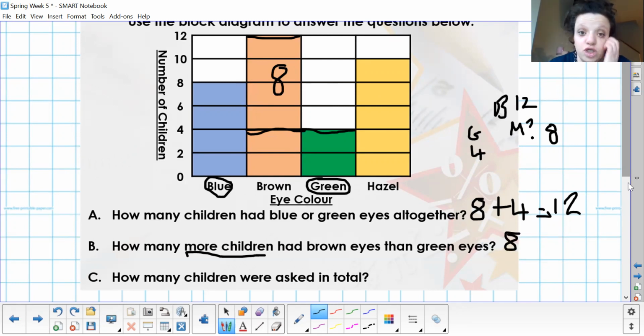Okay, and how many children were asked in total? That's how many children were asked their eye colour altogether in total. So have a go now, count it all up. How much is that going to be altogether? Off you go, pause the screen.